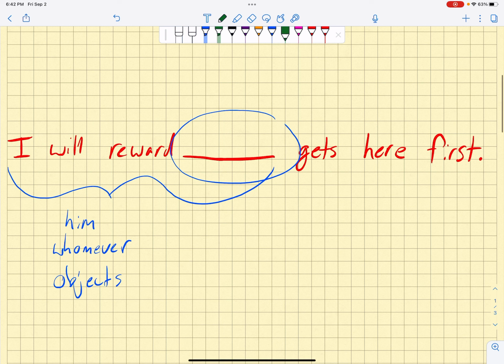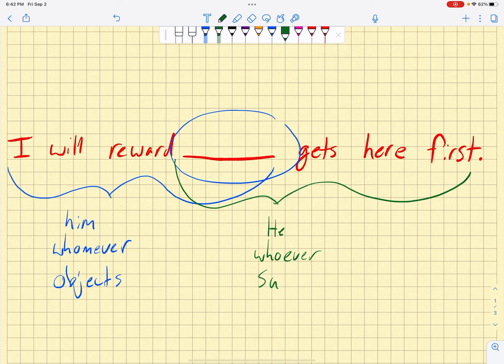But when we look at the second half, this is where it gets hard. He gets here first. Whoever gets here first. Those are both the subjects. And it's the same pronoun, so that's what makes it difficult. And the important thing to remember here is it's really simple. Subjects trump objects, always. Doers trump the done upon.